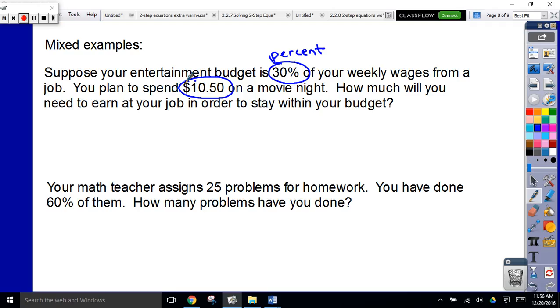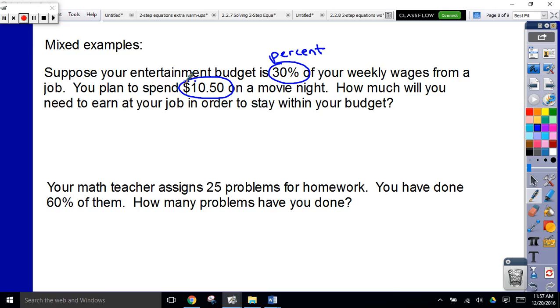Well, this $10.50 needs to be the 30%, right? If he's spending the $10.50 on a movie, that is the 30%. So the amount that he earns at his job is going to need to be more than that, right? So the more, almost always, more is going to be the whole. It is possible that you have a percent that's like 125%, and then your whole would actually be smaller. But in most cases, the whole is bigger. He's going to earn more at his job than the $10.50.